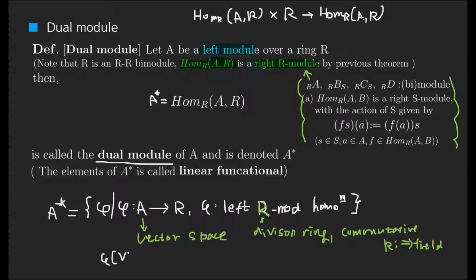Phi of V, W is equal to... and we can consider phi, in this case R is the scalar. Phi of alpha V is equal to alpha phi of V. So this linear map property is satisfied. So we can say the dual module is a generalization of the dual vector spaces.